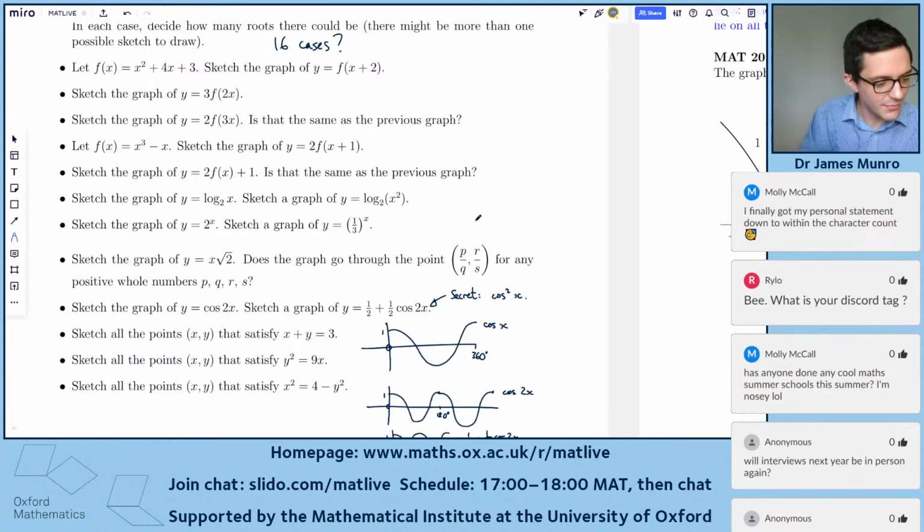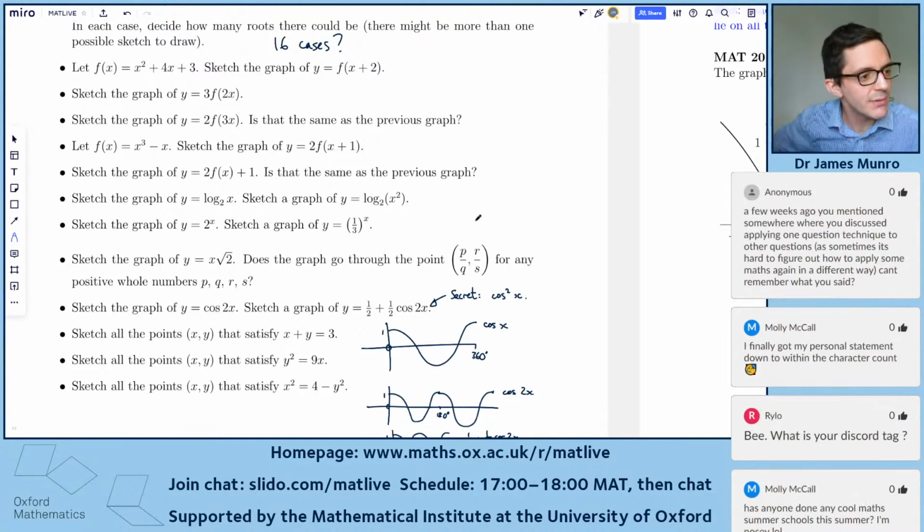Right. So this question confused me the first time I saw it. Here we go again. I mentioned somewhere where you discussed applying one question technique to other questions. So it's hard to figure out how to apply some math again in a different way. I can't remember what you said. Sorry, I say a lot of stuff. Applying one question technique to other questions when solving questions, I guess. No, I can't remember that. Doesn't ring a bell. Sorry.